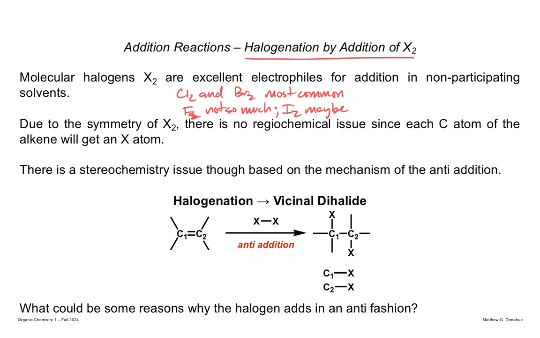So there's no regiochemical issue because both carbons get an X atom. But now there's a timing issue. And the reason there's a timing issue with the halogens is their van der Waals radii are so large that they can't add at the same time. So essentially you get one adding, you form an intermediate, and then the other one will add. So this is an asynchronous reaction. And they do not add to the same face. So it's asynchronous and then an anti-addition.